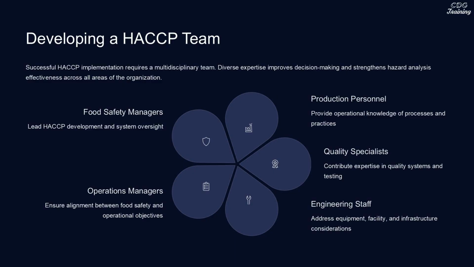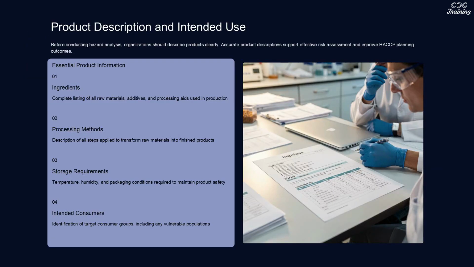Developing a HACCP team involves assembling a multidisciplinary group. This includes food safety managers, operations managers, production personnel, quality specialists, and engineering staff to enhance decision-making and hazard analysis. Product description and intended use are crucial for effective hazard analysis. Organizations should clearly describe products, including ingredients, processing methods, storage requirements, and intended consumers.